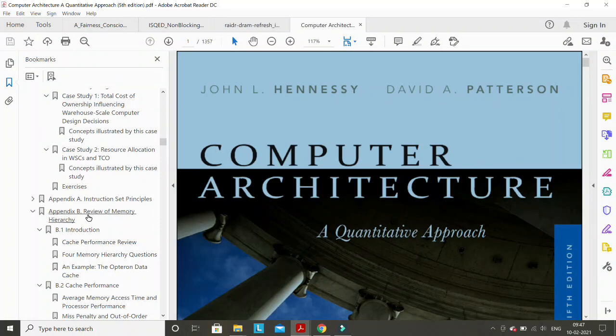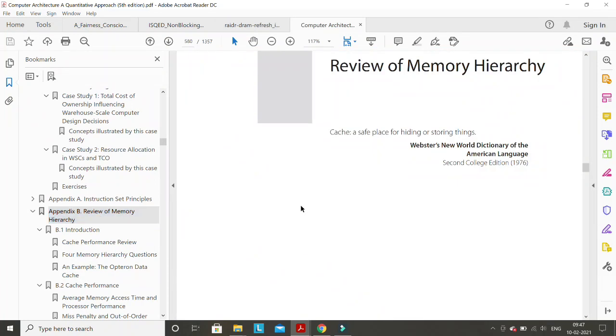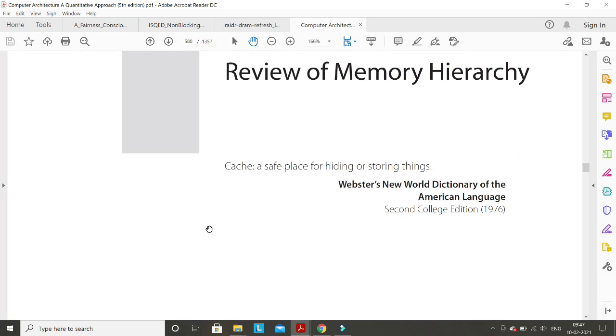And in this version you have to go for appendix B, which is a review of memory hierarchy. In some other version it may be appendix C, but you have to start where it is written as memory hierarchy. Basically you need to clear all the basic concepts of cache memories. So you have to click here. This is the appendix.